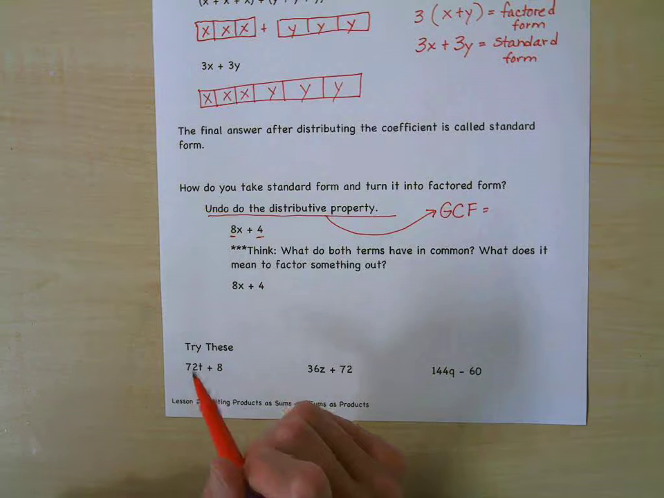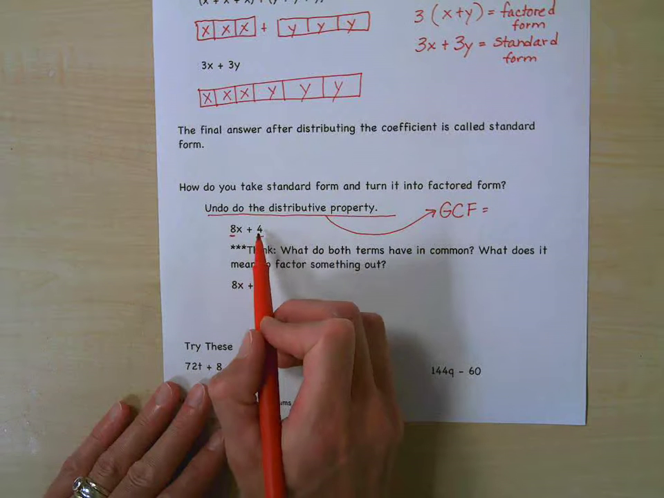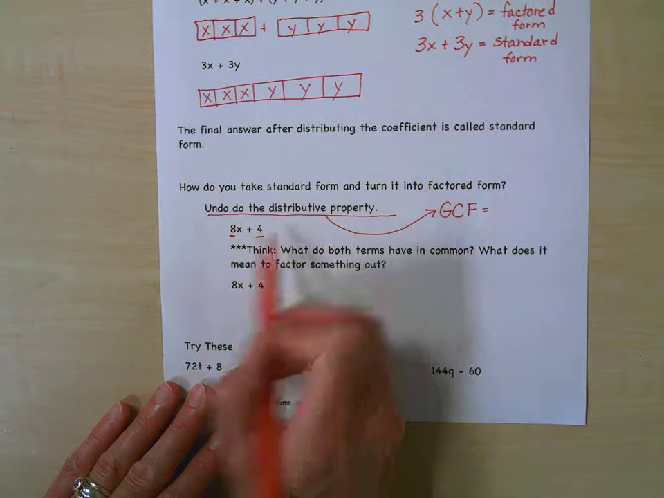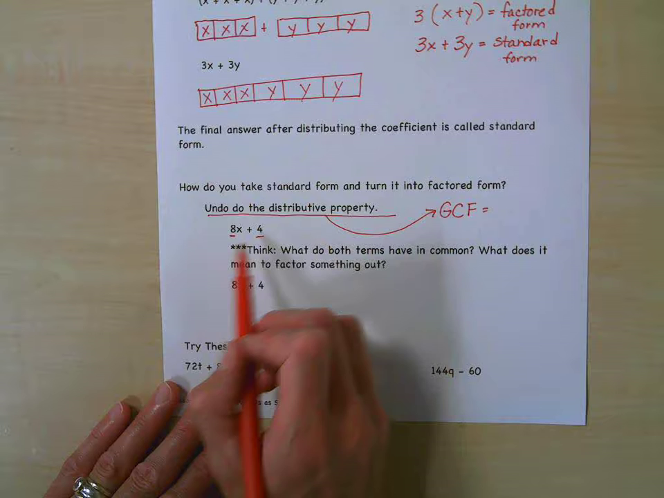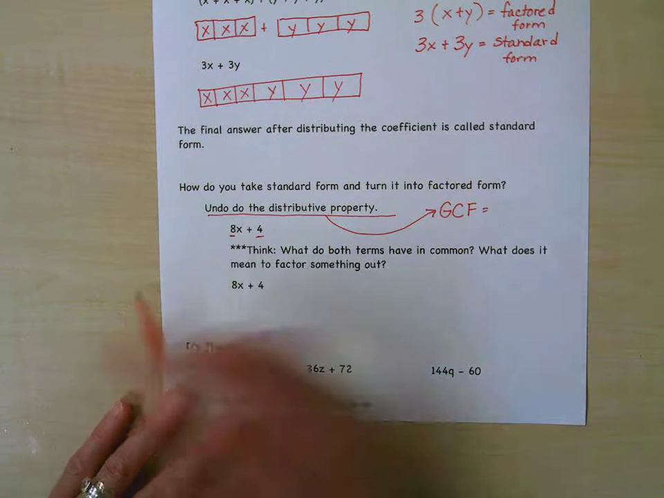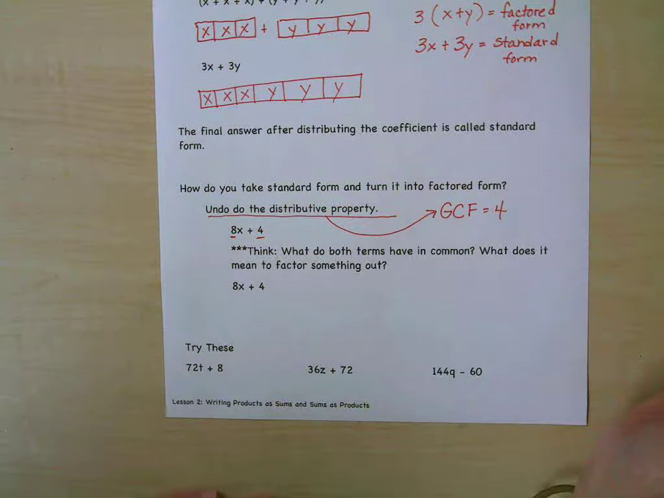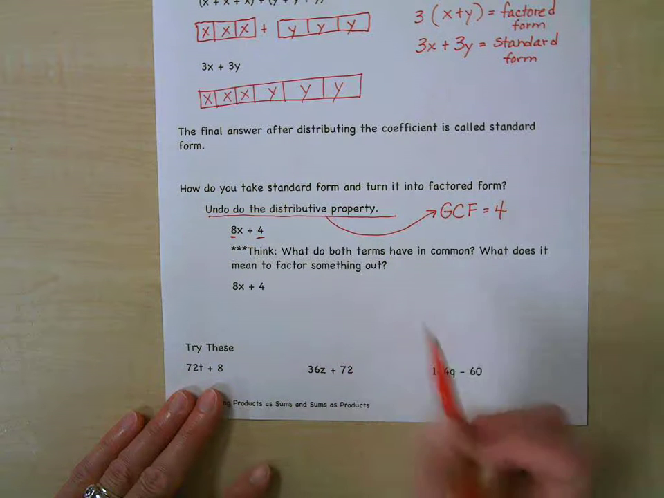So looking at 8 and 4, what is the biggest factor that both of them have in it? The factors of 4 are 1, 2, and 4. The factors of 8 are 1, 2, 4, and 8. So out of those factors, which one is the biggest? The answer is 4. So the GCF for this is 4.